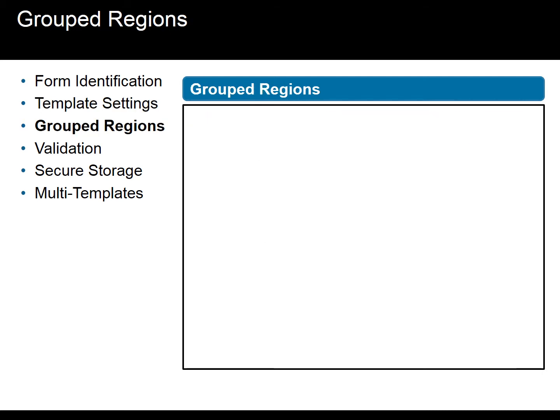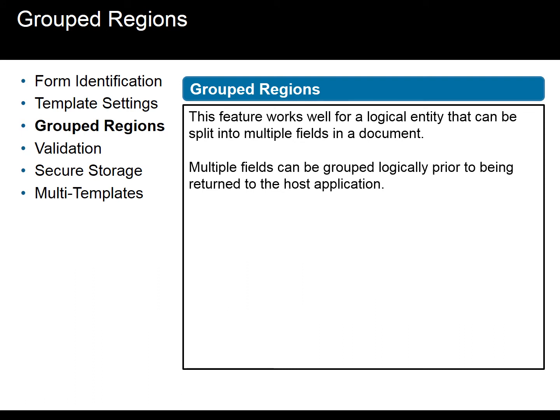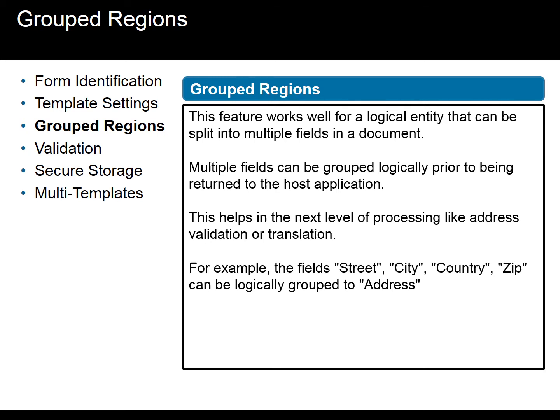This feature works well for a logical entity that can be split into multiple fields in a document. Multiple fields can be grouped logically prior to being returned to the host application. This helps in the next level of processing, like address validation or translation. For example, the fields street, city, country, zip can be logically grouped to address.